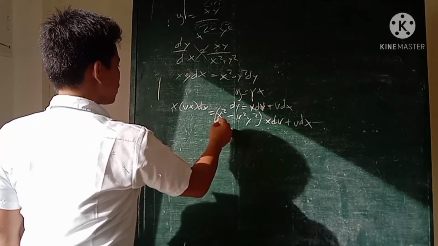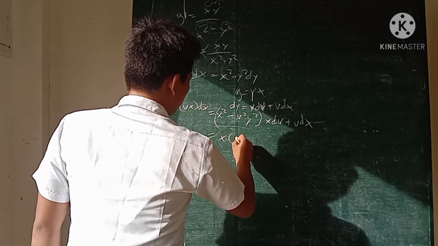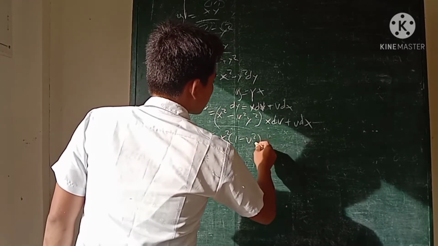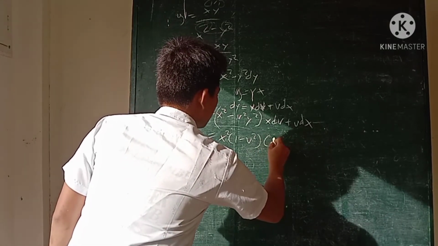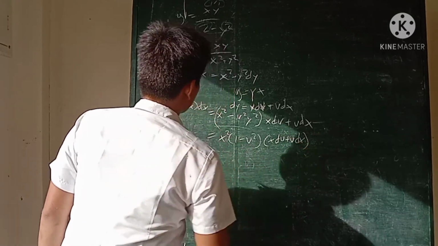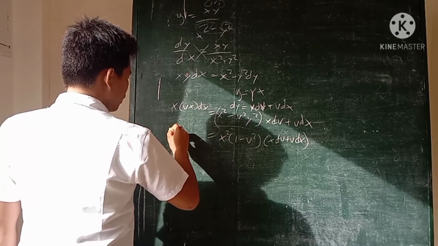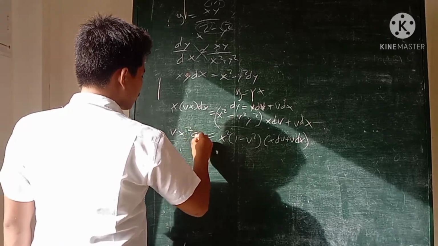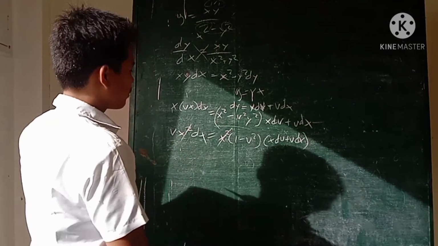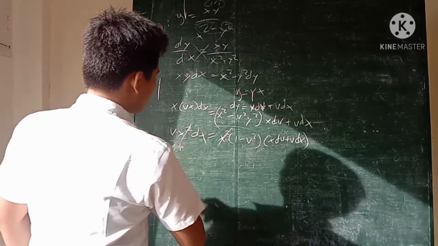Since we need to factor out the right side, we get x squared times 1 minus v squared, times x dv plus v dx. Then copy the left side, x times v times x, so v x squared dx. Since they are the same variables, cancel the x squared, and the remaining is v dx.